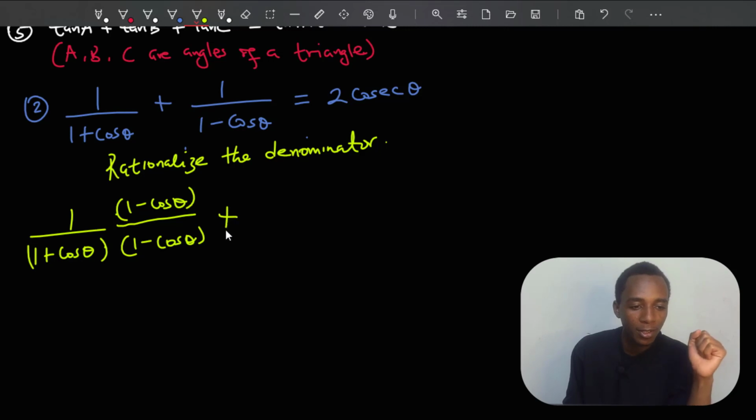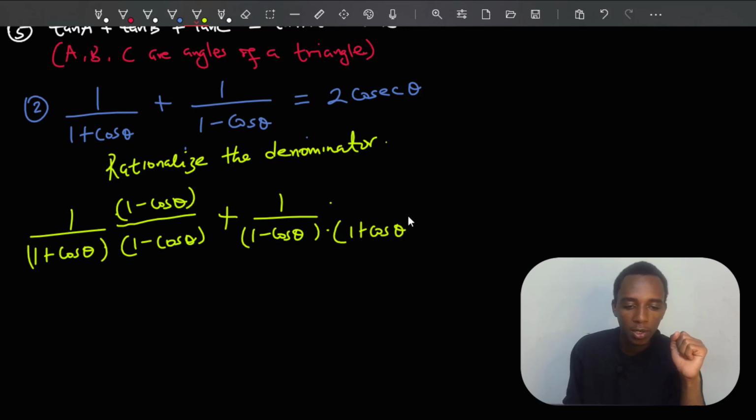Okay, so let's do the same for this. I have 1 divided by 1 minus cosine of theta. So I'm going to multiply this by its conjugate, which is 1 plus cosine of theta. All right, so not bad so far.